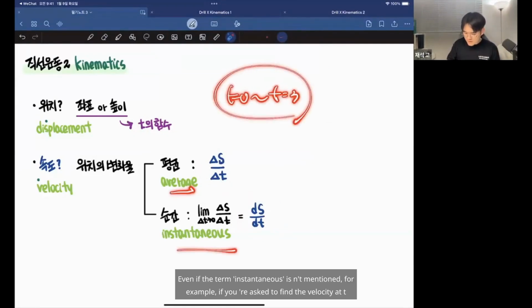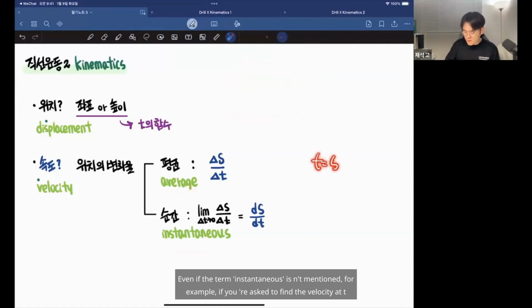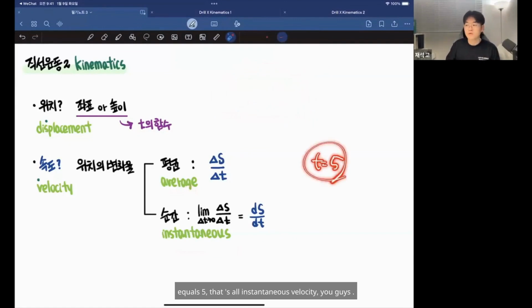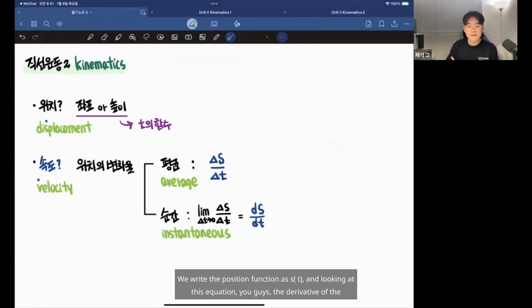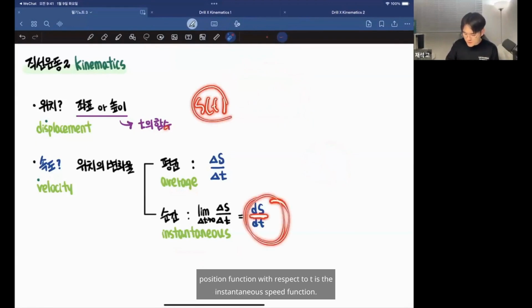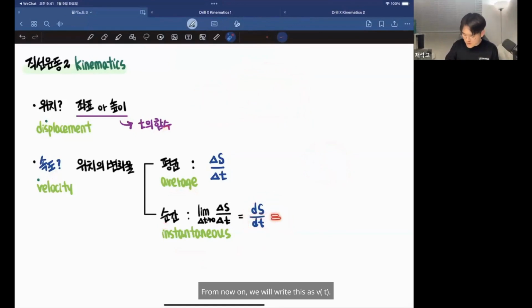Even if the term instantaneous isn't mentioned, for example, if you're asked to find the velocity at t equals 5, that's all instantaneous velocity, you guys, is that correct? We write the position function as s(t), and looking at this equation, the derivative of the position function with respect to t is the instantaneous velocity function. From now on, we will write this as v(t).